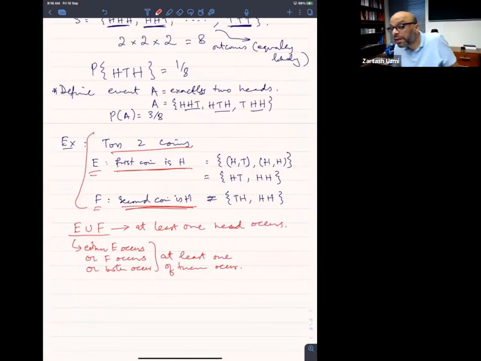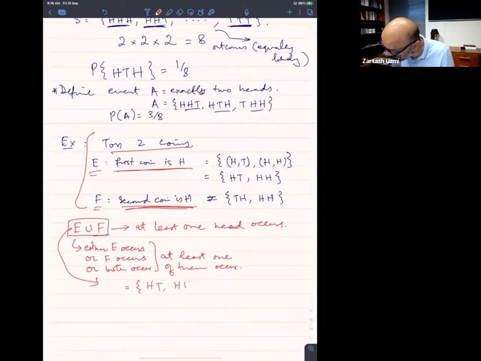So if I tell you that toss 2 coins, what is the probability of at least one head? All you need to do is find E union F. And what will E union F be? This set will have all the union elements, which are going to be HT, HH and TH. TT is not going to be there. TT is not here, and not here either, so it will not come in the union.